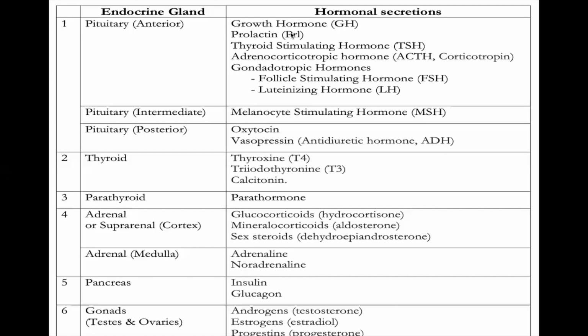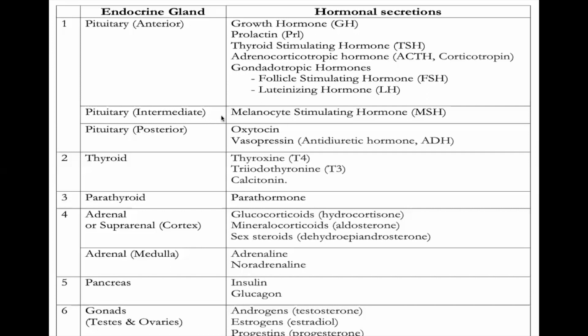The anterior pituitary gland will release growth hormone. This is a question that has been asked many times in the exam. It releases thyroid stimulating hormone, prolactin, adrenocorticotropic hormone, and gonadotropic hormones, which include the follicle stimulating hormone and the luteinizing hormone.